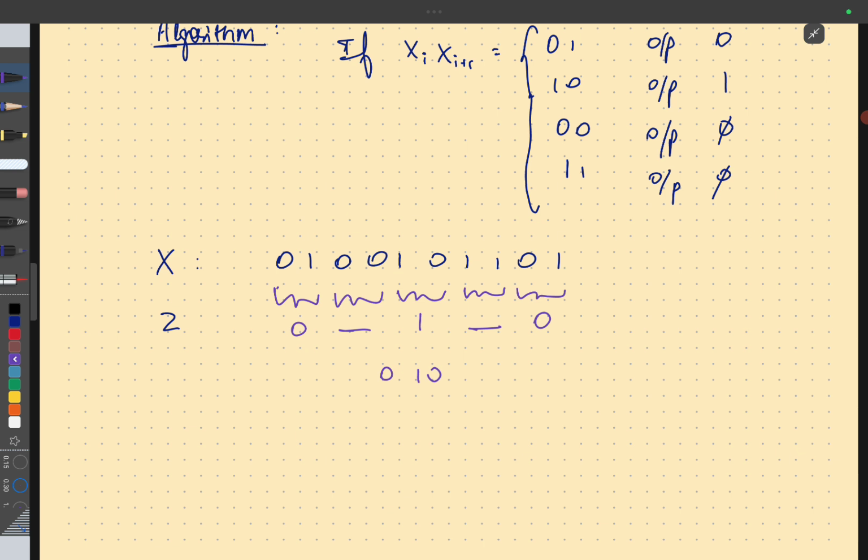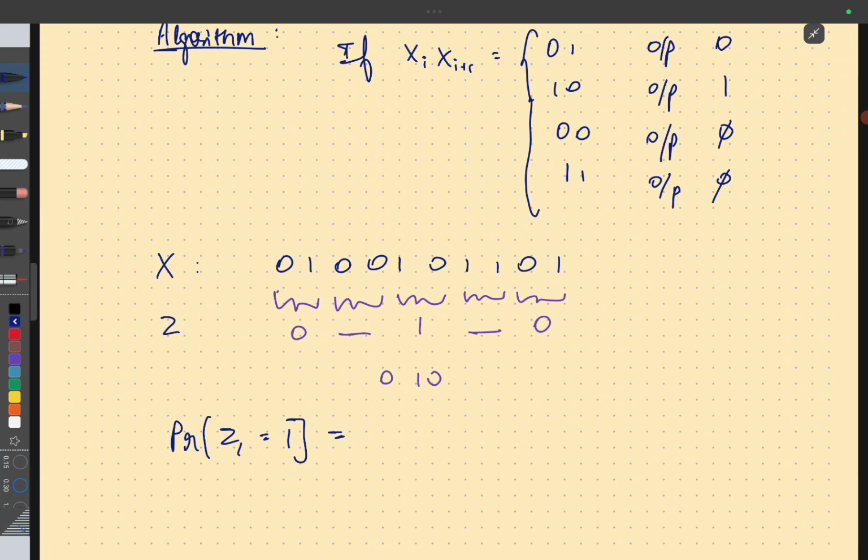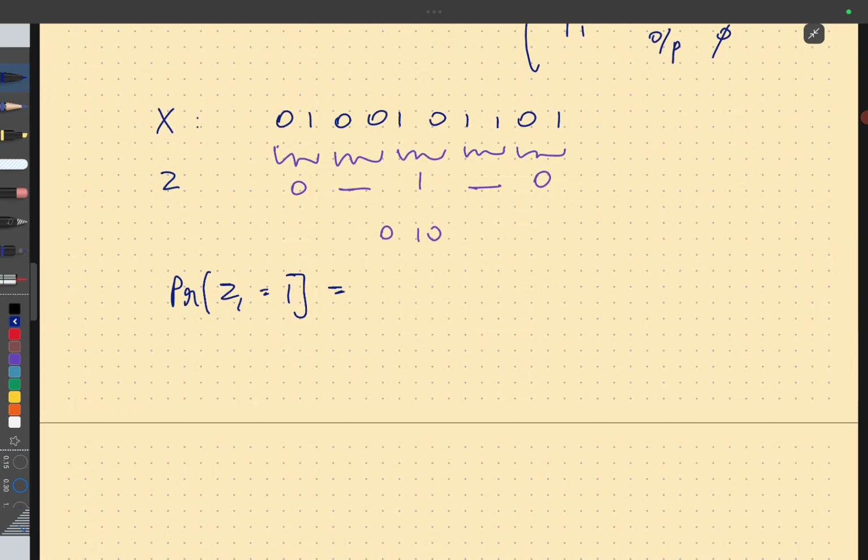But first, even before that, you have to convince yourself that these are indeed IID Bernoulli half random variables. So what is the probability that, say, Z1 is equal to 1? It's p into 1 minus p.